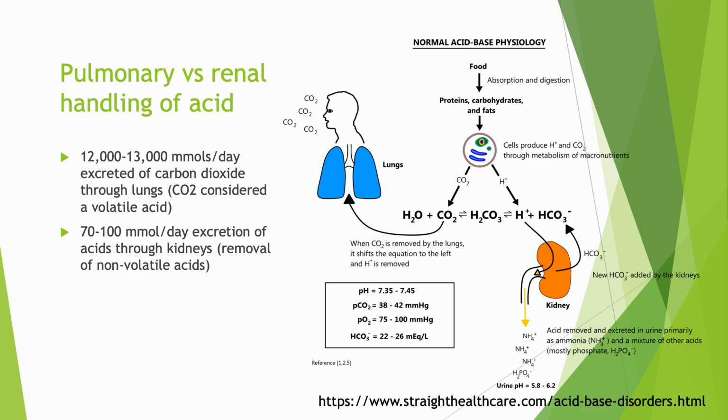But as I said before, the kidneys are able to handle the non-volatile acids that our lungs cannot, and the two organs work together to effectively and efficiently maintain acid balance throughout our body. Now that we've discussed the interplay between pulmonary and renal, I'll let our pulmonary colleagues talk to you more about the pulmonary handling of acid, and we will focus on renal acid handling for the rest of the talk.